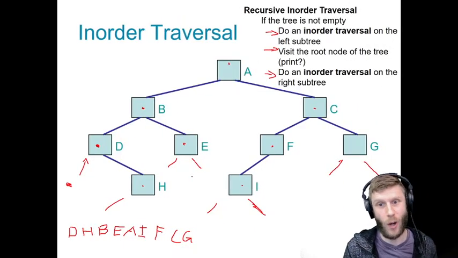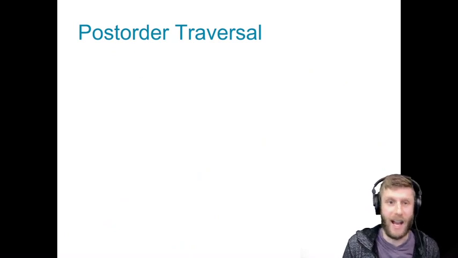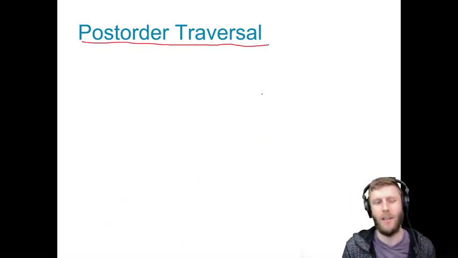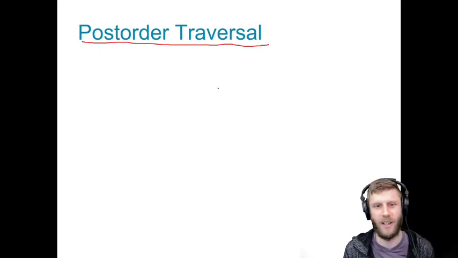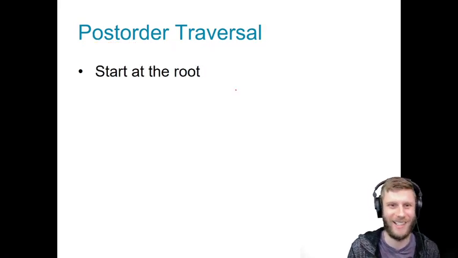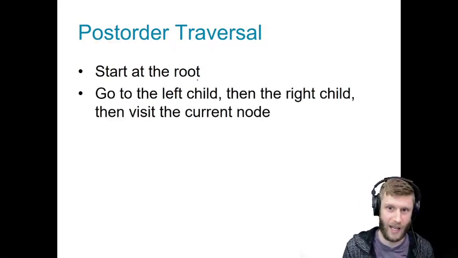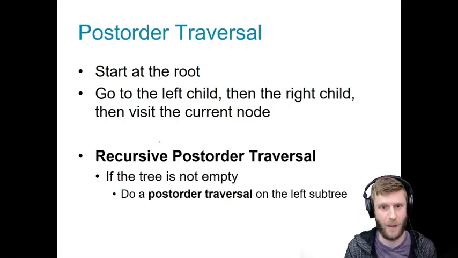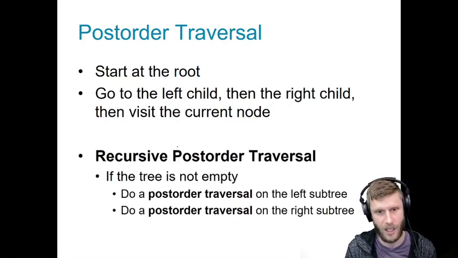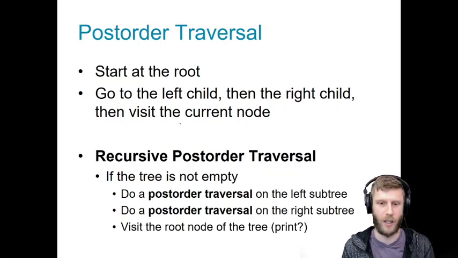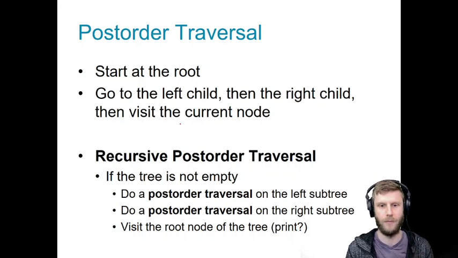So take a wild guess. What's next? Post order. And I'm willing to bet that you know what the algorithm's going to look like. Oh yeah, look at, I even said that. Take a wild guess. Start at the root, go to the left, then the right, then visit the current node. So recursively, if it's not empty, do post order on the left, then do post order on the right, then print out the current node's stuff.